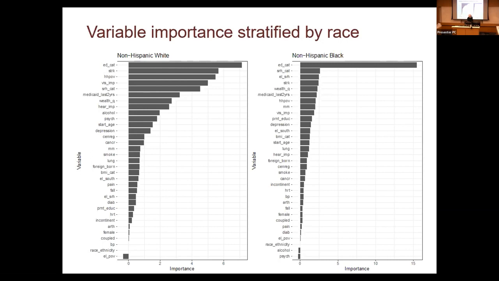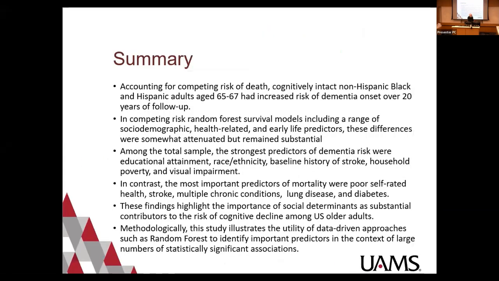We then see among non-Hispanic Black, the 2nd and 3rd most important predictors are self-rated health and, interestingly, early life self-rated health. So individuals who report poor early life self-rated health have a higher risk of dementia among non-Hispanic Black respondents, but that variable actually has very little impact among non-Hispanic White. I know I could talk more about this, but we are already behind time.